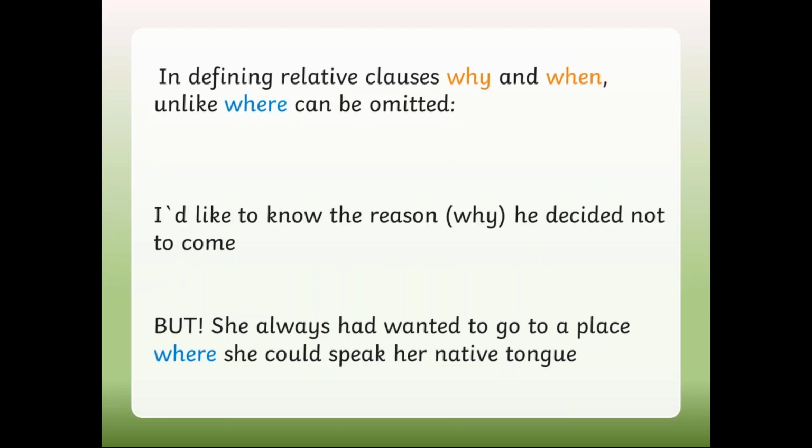So, in defining relative clauses, why and when, unlike where, can be omitted. For example, I'd like to know the reason he decided not to come, or I'd like to know the reason why he decided not to come. So in both situations, the sentence is correct, with why or without why. But she always had wanted to go to a place where she could speak her native tongue. So this one is an exception. Please remember and focus on it.